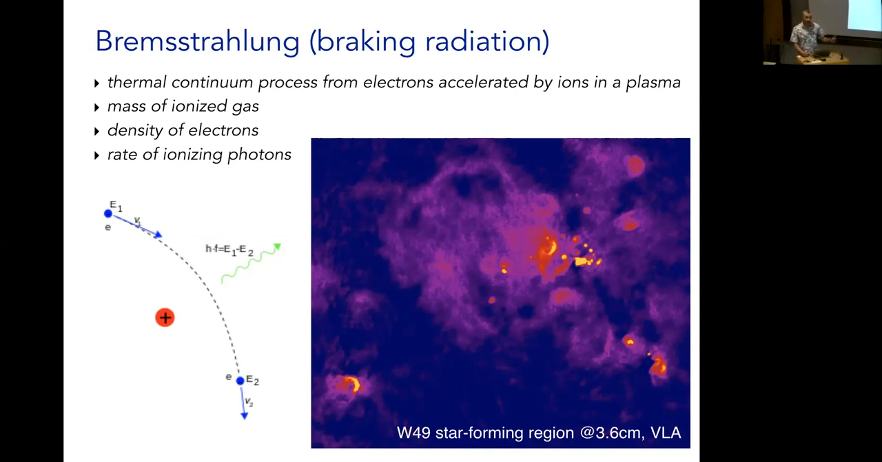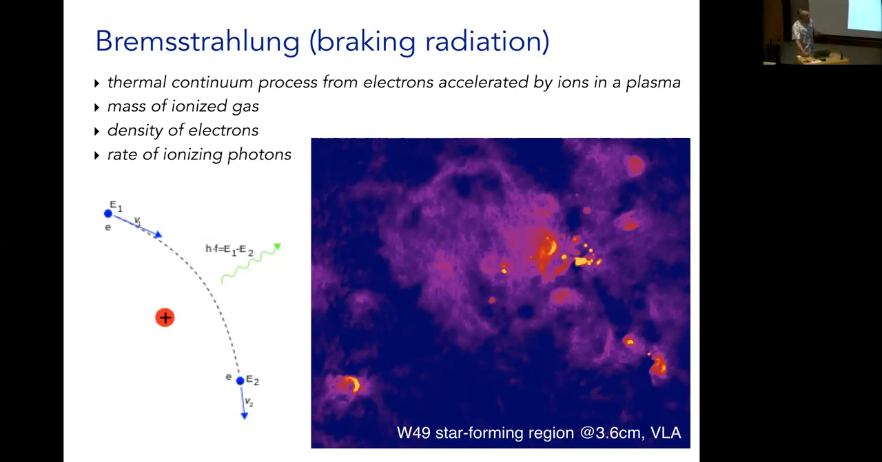Its spectrum is very flat, but it's very weak. So you can see it at all sorts of wavelengths, from centimeters until it becomes optically thick. You can see it from centimeters to millimeters, depending on the strength of the HII region. So here's an example of W49, a massive star-forming region, and all the emission here. O stars are heating up the gas. There's dense gas producing stronger emission, and more diffuse gas producing more extended emission.